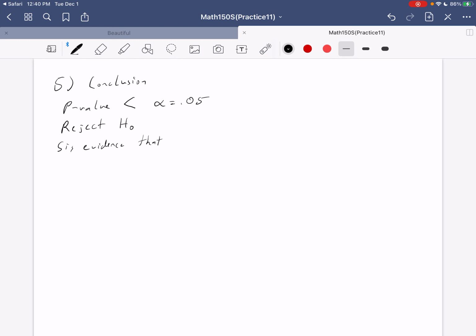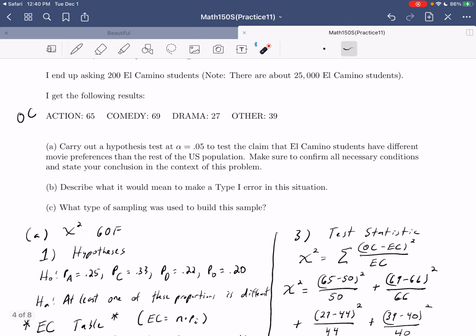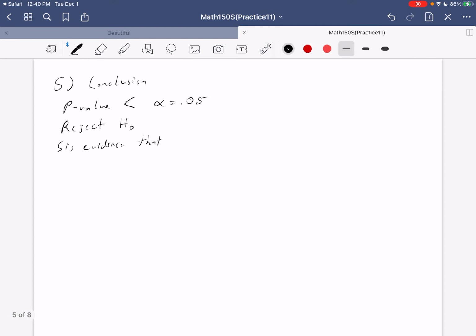Now we have a choice here. How do we want to phrase the claim? Well, we could look at our alternate and say at least one of these proportions is different, or we could look at the claim in the actual text that El Camino students have a different movie preference than the rest of the U.S. population. Either way is appropriate here. So significant evidence that El Camino students have a different preference in movies compared to the U.S. population.